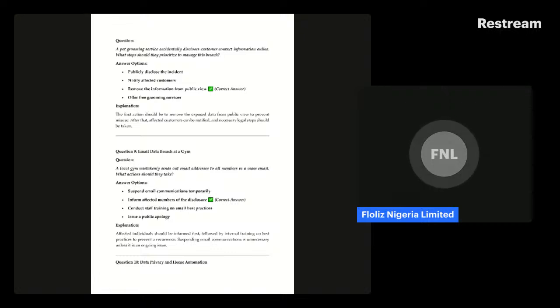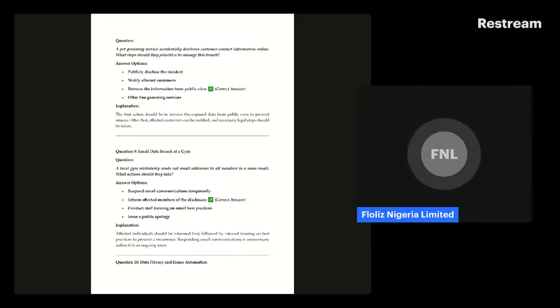So another question is, a pet grooming service accidentally discloses customer contact information online. What steps should they prioritize to manage the breach? So you have publicly disclose the incident, notify affected customers, remove the information from public view, offer free grooming service. So now you have to remove that information from public view so that the data breach does not escalate. So notifying the affected customer is important. Publicly disclosing the incident is also good at some point so that people don't suffer loss, but the most appropriate answer would be to remove the information from public view.